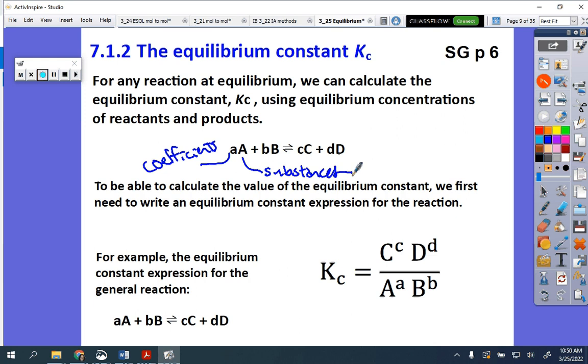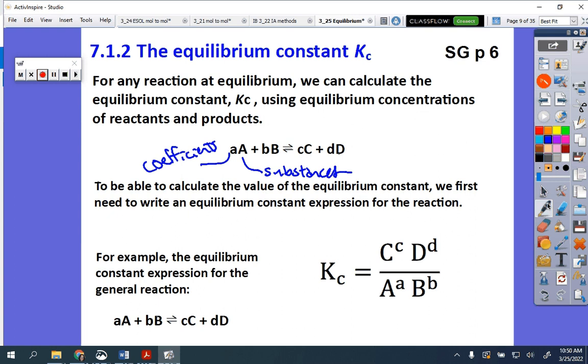So your K sub C is going to be equal to your product concentrations raised to the power of the coefficient over the reactant concentrations raised to the power of their individual coefficients. So this is the general equilibrium constant expression.